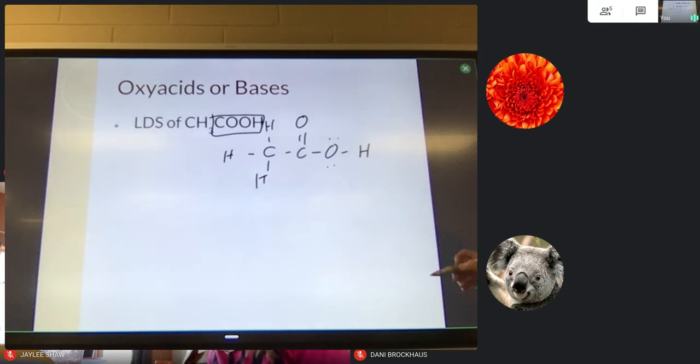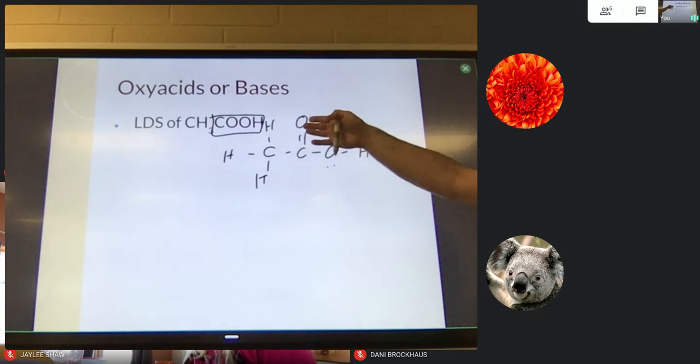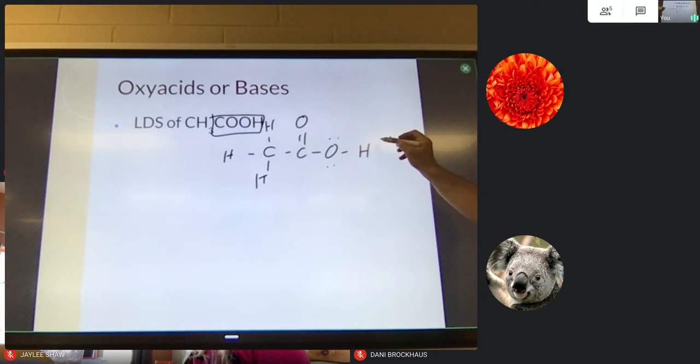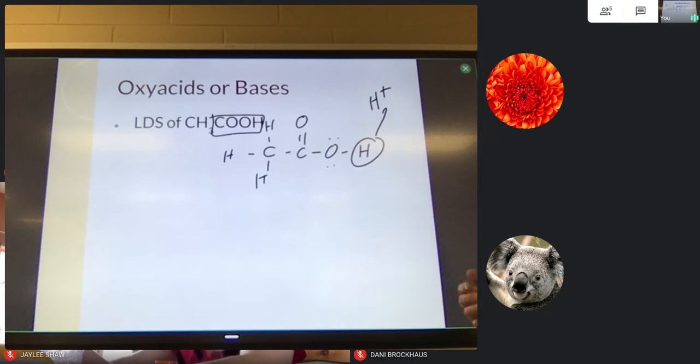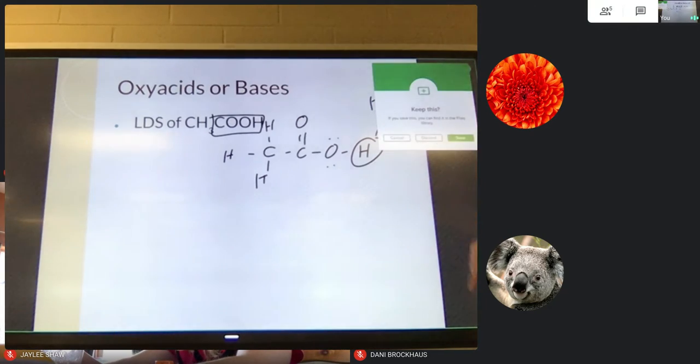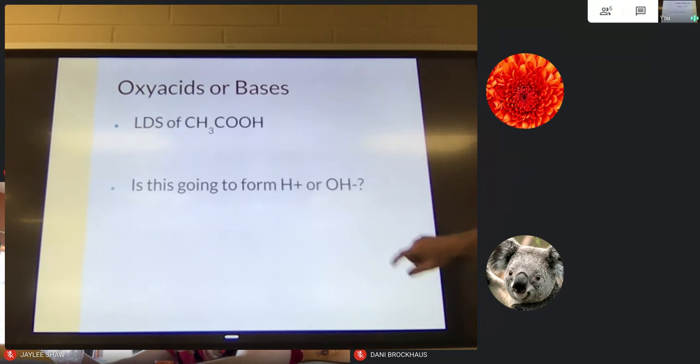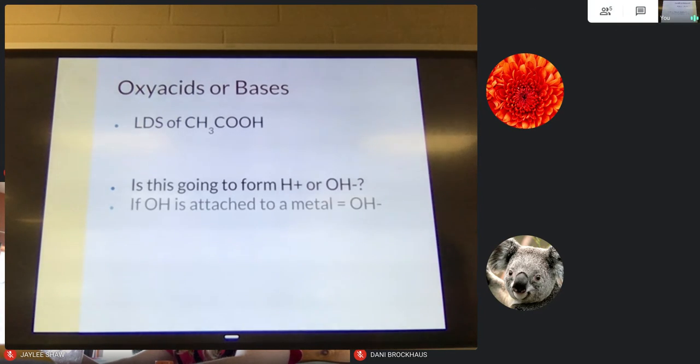You're trying to figure out, will the OH leave or will just the H leave? Now, you know this is acetic acid, so you already know that this H is fine with just taking off, right? The question is, why does only the H go? Why doesn't the O go as well? So here's going to be our general rule that you're going to use to figure this out. So the question is, is this going to form H plus or OH minus? Here is the general rule.